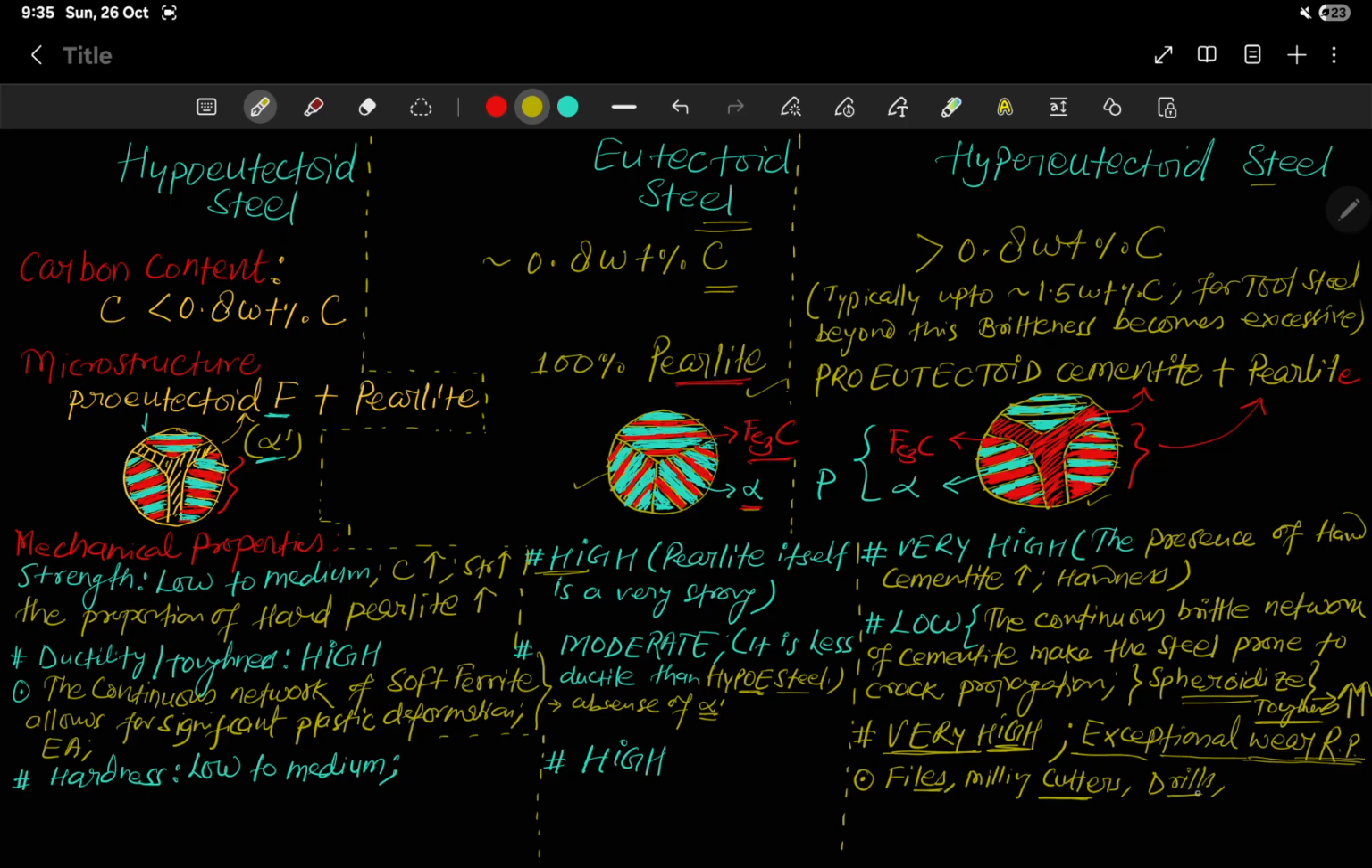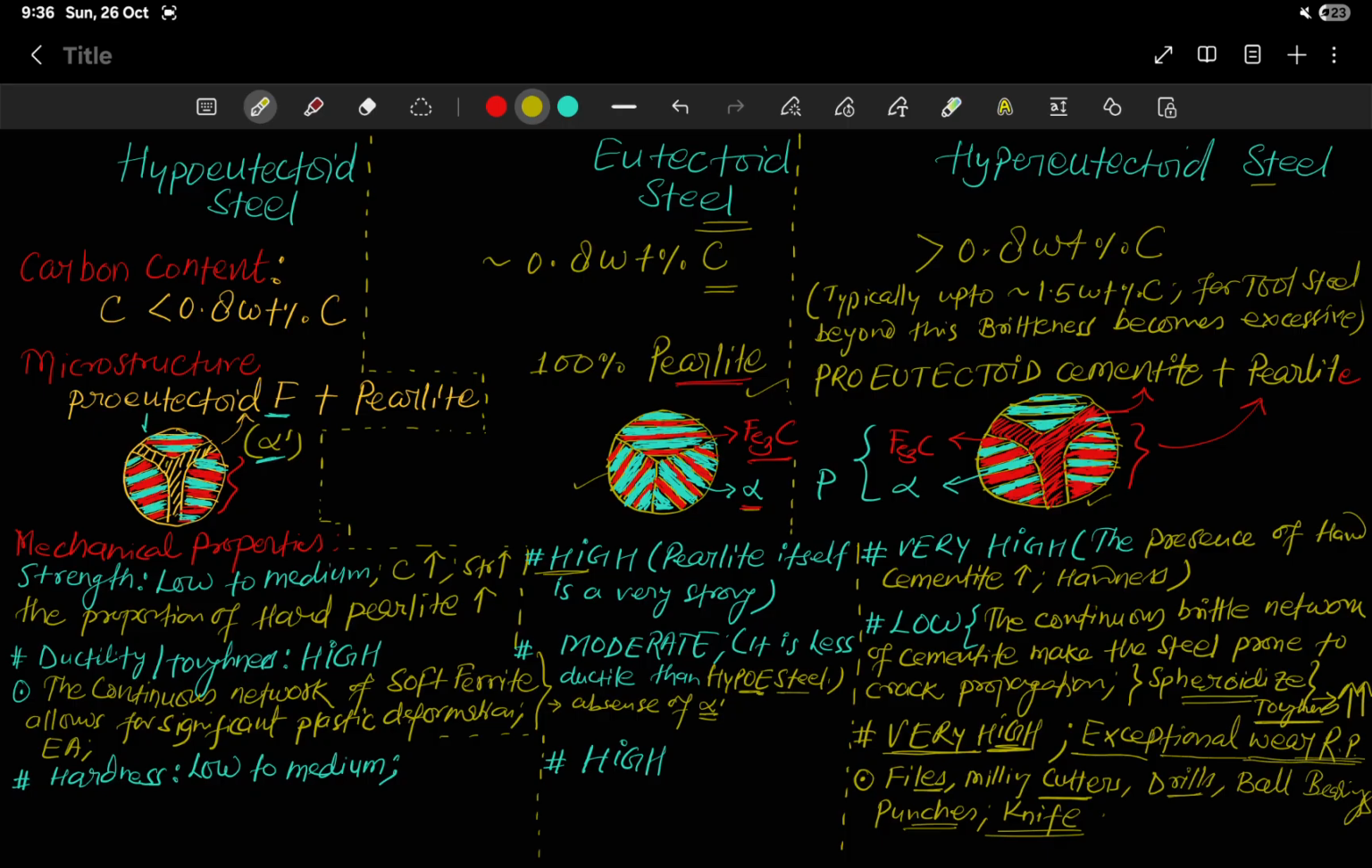So drills, ball bearings, and punches. You have seen during punching that wear happens. So if we want less wear, then you have to select hypereutectoid steel. Ball bearings, and another is knife. So these are the engineering applications for hypereutectoid steel.